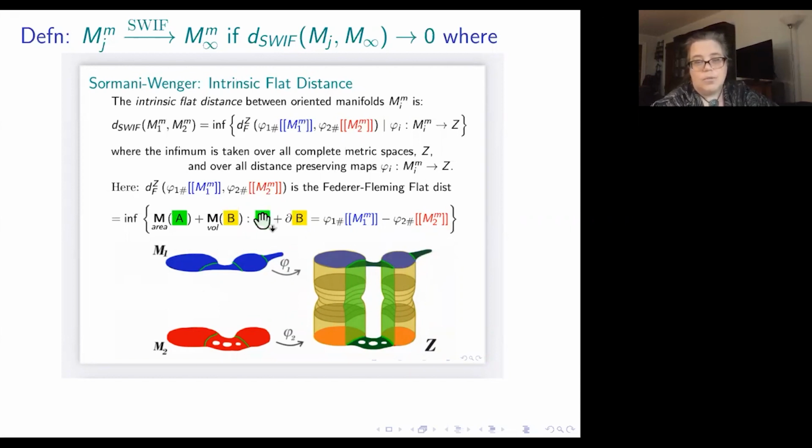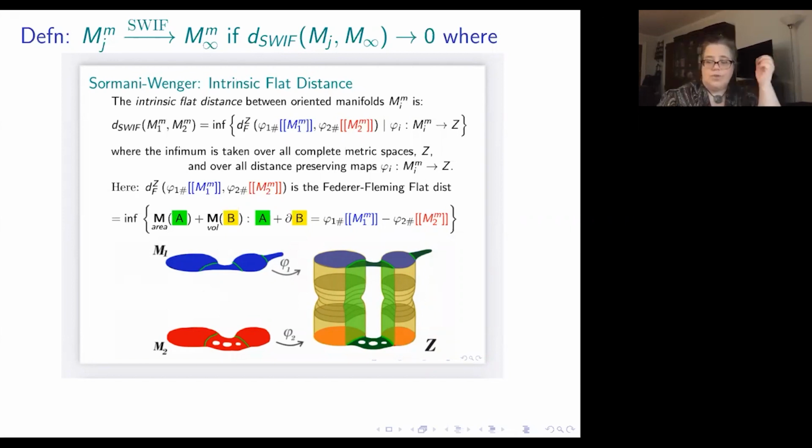So as long as A plus the boundary of B is the subtraction, thinking in terms of Stokes' theorem as acting on differential forms, then this all can be tested. You take the area of A plus the volume of B, you take the infimum over all A's and B's, and that's the Federer-Fleming flat distance. This was used by Federer and Fleming to solve the plateau problem in Euclidean space.